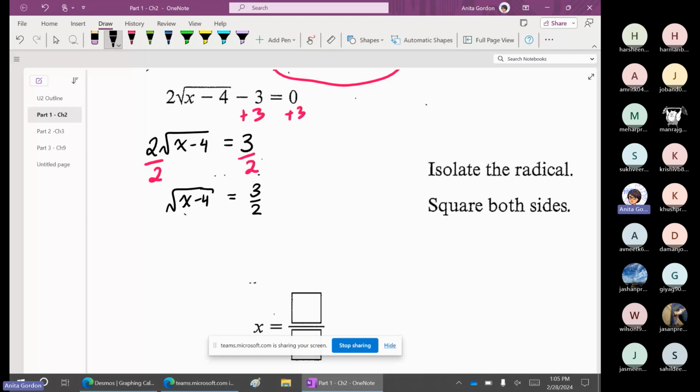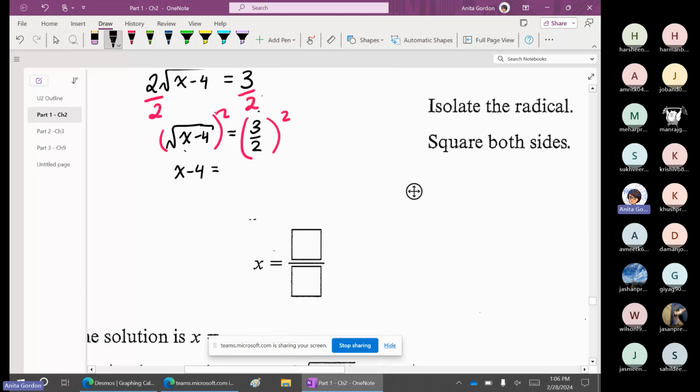Okay, now my radical is by itself. So the next step is to square everything, right? Big brackets on everything. The square and the radical cancel, leaving me with x minus 4. And on the other side, what do I have? Square the fraction. What's the top? 3 squared is 9, and 2 squared is 4.